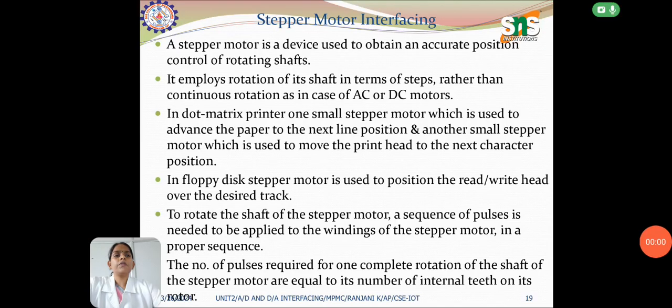Good morning, students. Today we are going to see about stepper motor interfacing. A stepper motor is a device used to obtain an accurate position control of a rotating shaft.